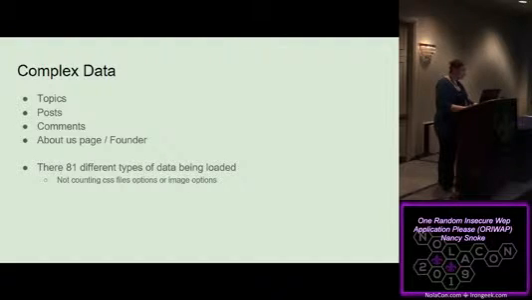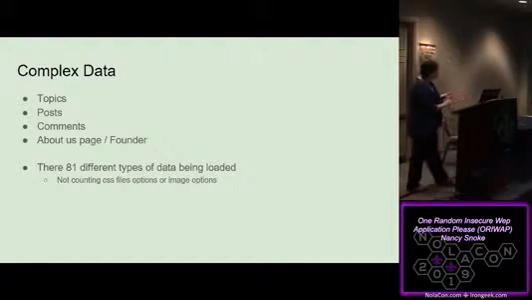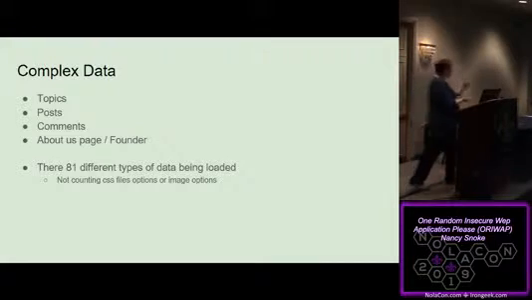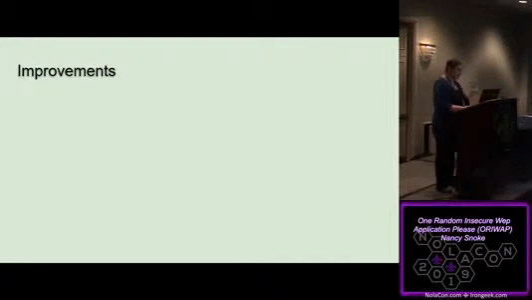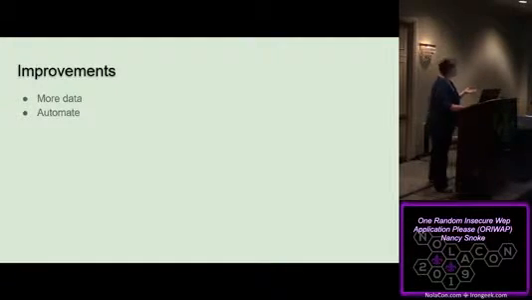And total, not counting CSS and images, I have 81 different types of data that I'm loading into this. So that's a lot of different types of data. And obviously, I have a lot of improvements I'm still trying to work on. More data, obviously, is something I want to do. And I want to automate it. As I said, I'm hoping to get the automation done so it'll at least automatically copy the files over and do the compile for you.